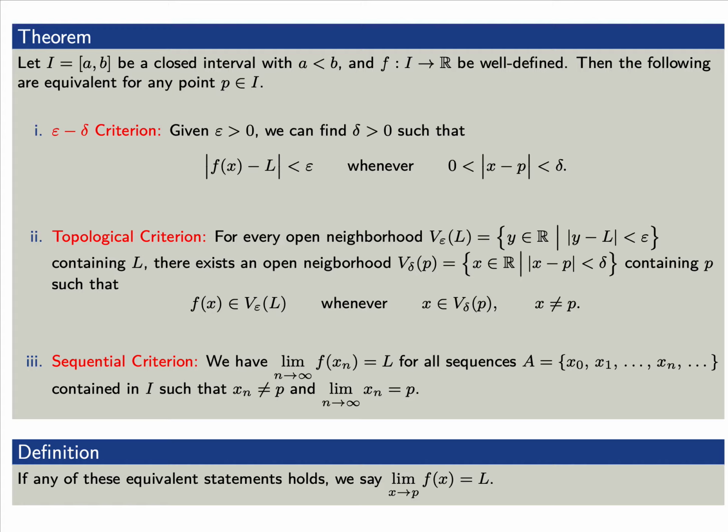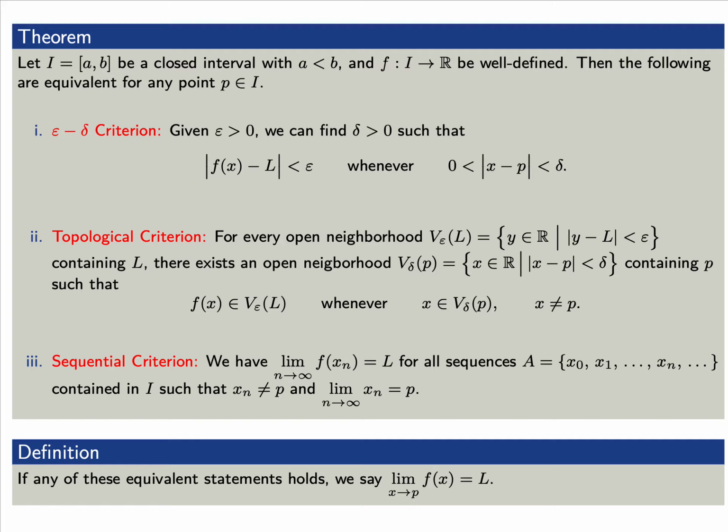Next, there's the topological criterion. For every open neighborhood V sub epsilon of L, which consists of those real numbers y such that in absolute value, y minus L is less than epsilon, there exists an open neighborhood V sub delta of P such that f of x is contained in V sub epsilon of L, whenever x is contained in V sub delta of P, but x is different from P.